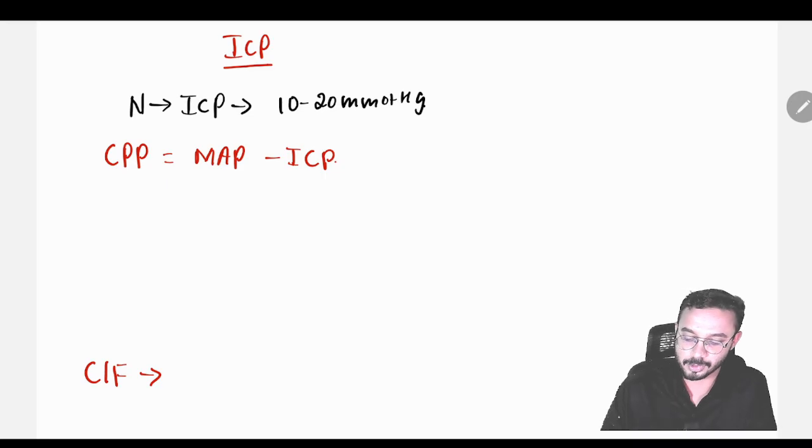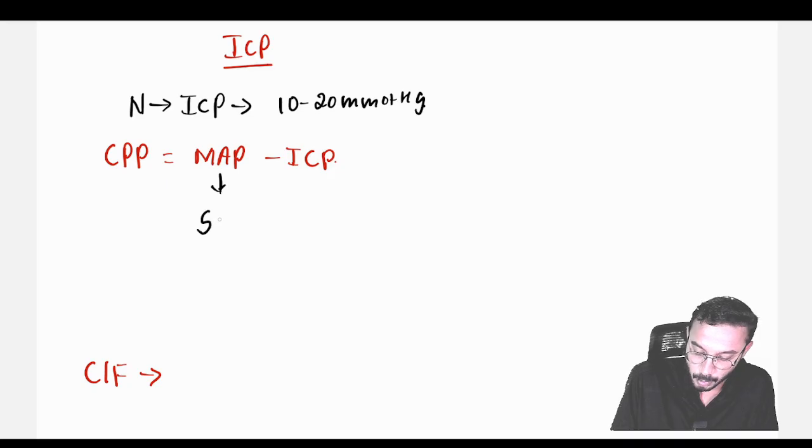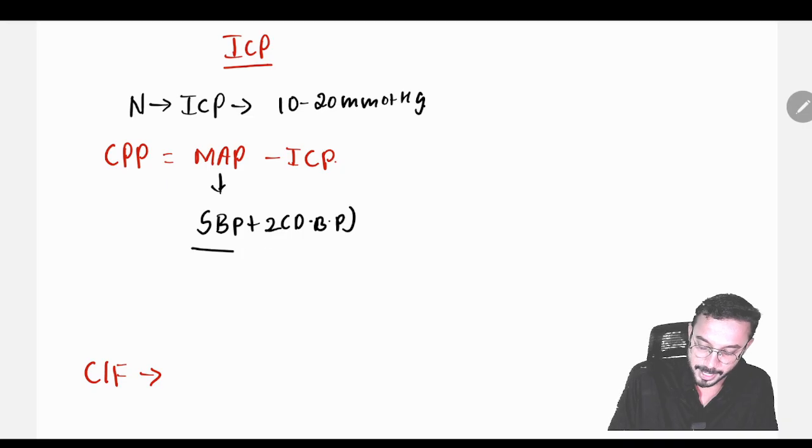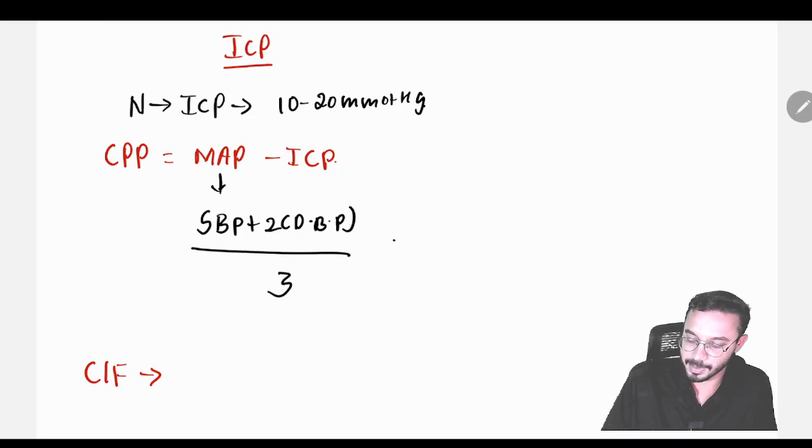That will be very helpful. So how do you calculate this MAP? MAP is nothing but mean arterial pressure. Mean arterial pressure is systolic blood pressure plus twice the diastolic blood pressure, divided by 3, minus ICP.